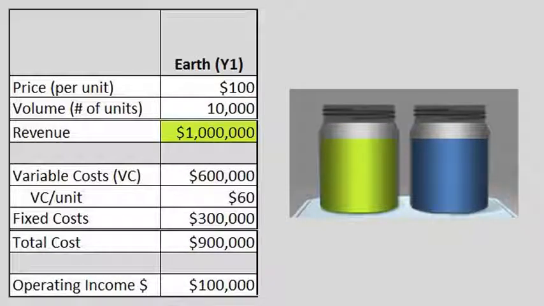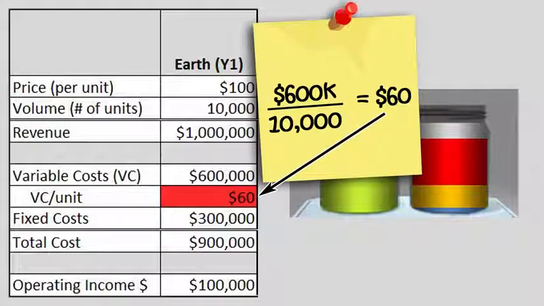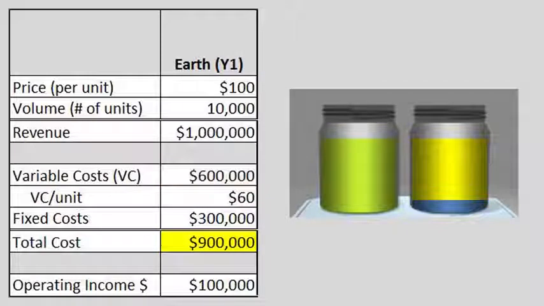Current sales for this product on Earth are 10,000 units a year, at $100 per unit, generating revenues of $1 million. Fixed manufacturing costs and selling and administration support costs total $300,000. With variable costs like materials, contract labor, and outbound freight totaling $600,000, we calculate variable cost per unit at $60. Combined variable and fixed costs set the current total cost at $900,000. In summary, with total revenue of $1 million less total cost of $900,000, the operating income for the period is $100,000.